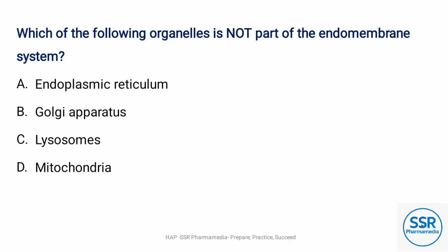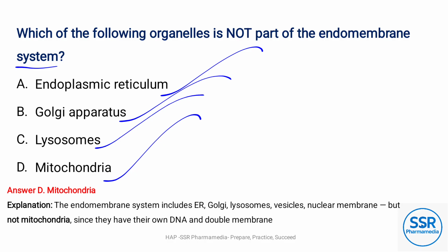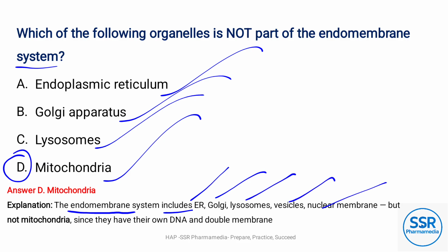Next question, which of the following organelles is not part of the endomembrane system? Option A, endoplasmic reticulum; option B, Golgi apparatus; option C, lysosomes; option D, mitochondria. So the answer is option D. The endomembrane system includes endoplasmic reticulum, Golgi, lysosomes, vesicles, nuclear membrane, but not mitochondria, since they have their own DNA and double membrane.